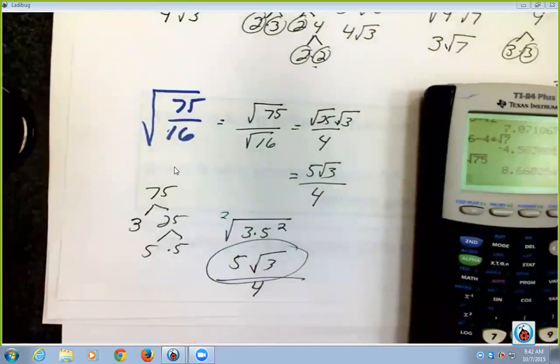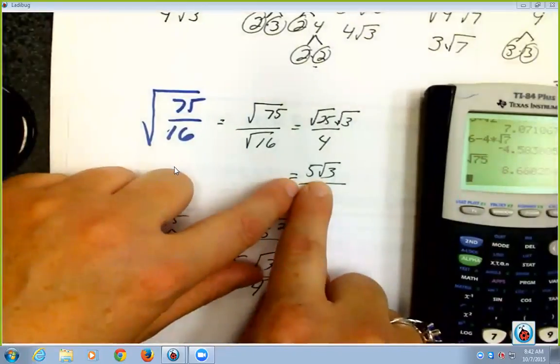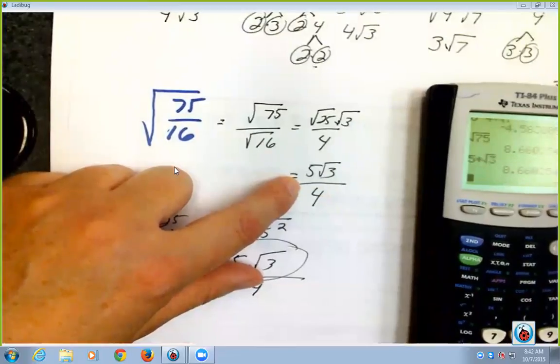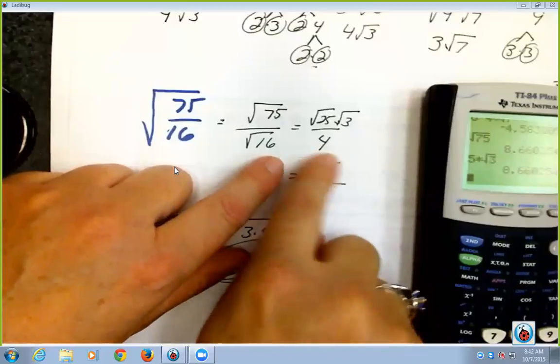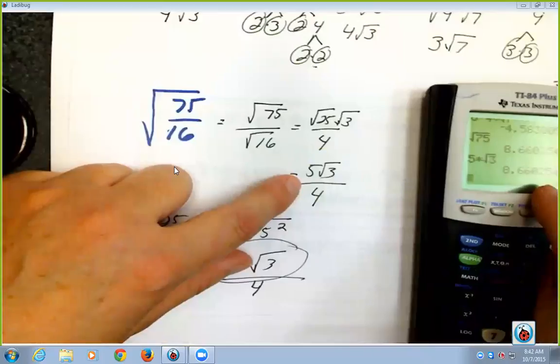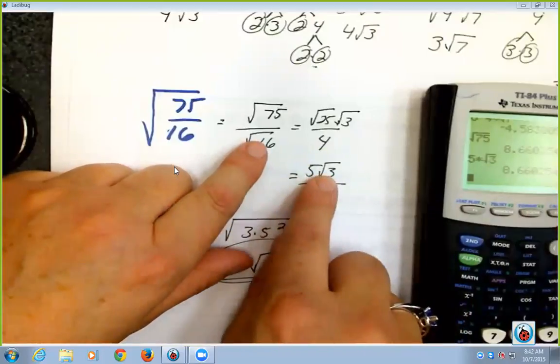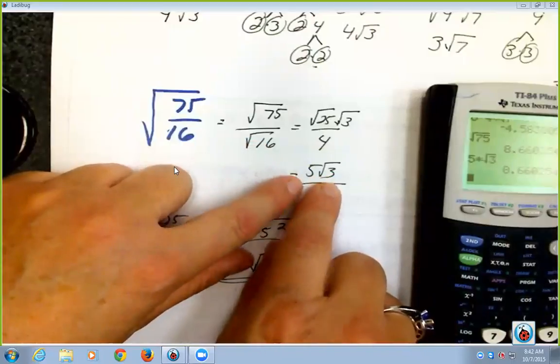and it equals 8.66025, okay? Now, if I take what I found here and I put it on my calculator, 5 times the square root of 3, and hit enter, just like we did in the previous section, I will get the exact same answer. Notice how they're the same? It's just that this is exact. This would have to be rounded.